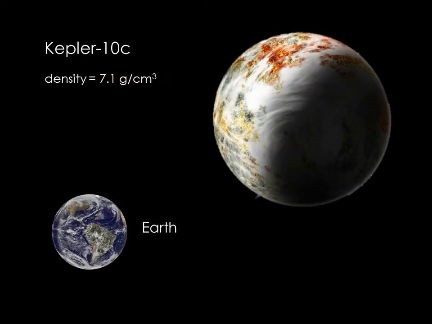This is less than the least dense planet in our own solar system, Saturn. On the other extreme is exoplanet Kepler 10c. This planet has a density of 7.1 grams per cubic centimeter, which is greater than that of Earth.